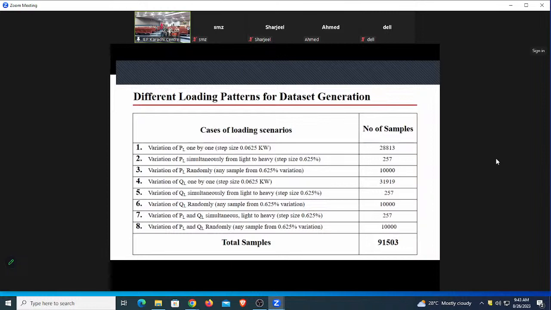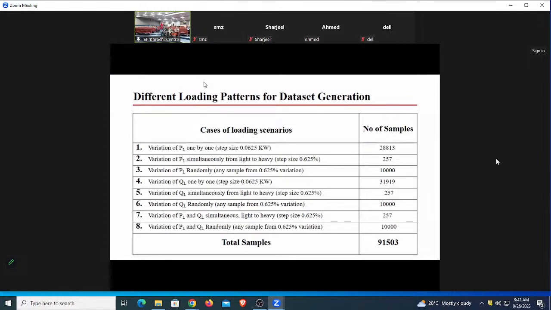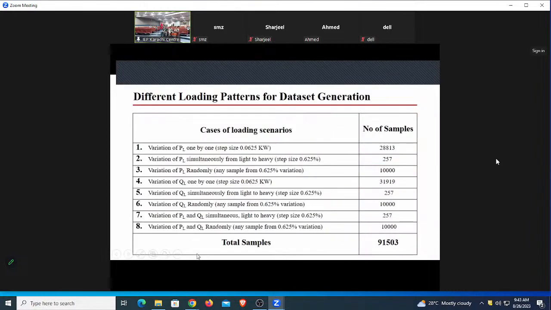So what do you think, which one is better, having a large number of data sets or a small number? Having a large number of data sets. Then you should have taken a large one. 257 is enough. It's not a bad number, but again, there is so much difference in the number of data sets.